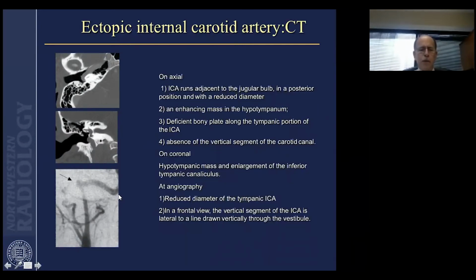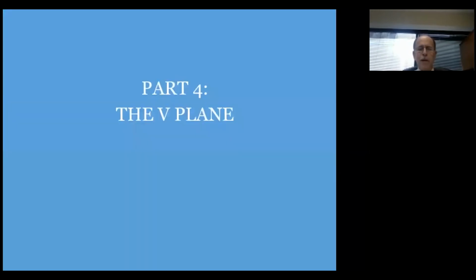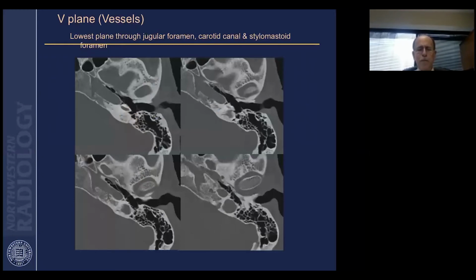And you can see here on an angiographic view and a diagrammatic view of ectopic carotid artery. If you like, you can go back to the study. I think we're sort of running out of time to go into details about ectopic carotid. And finally, just a few pathologic images to demonstrate the VV plane. We've been talking about it all along. I think you've already seen images on the axial plane of the carotid canal and the jugular foramen, carotid canal, jugular foramen, basal turn of cochlea, relationship to carotid canal, a little bit higher up.